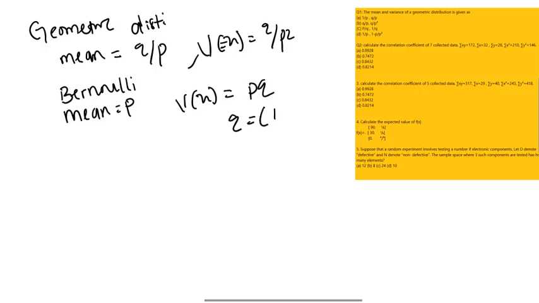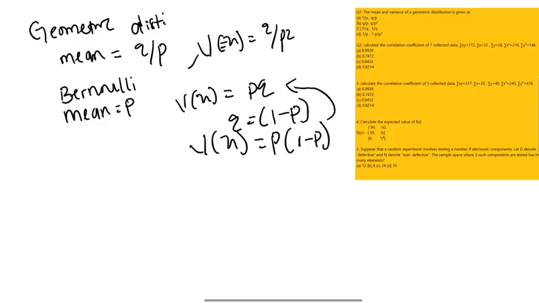Now q is equal to 1 minus p. So they could write it anyhow, right? So here we have q is equal to 1 minus p. So they could also write this variance as V of x equals p into bracket 1 minus p. This is the same thing as this. It means the same thing because q is equal to 1 minus p.